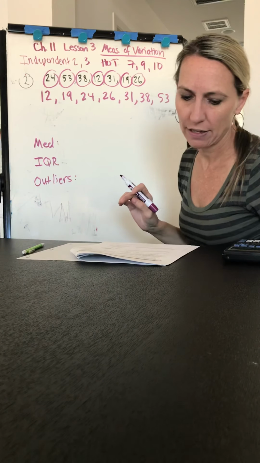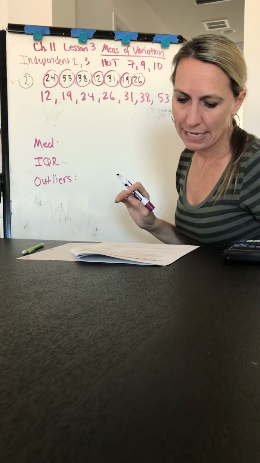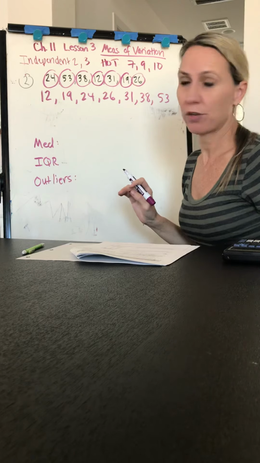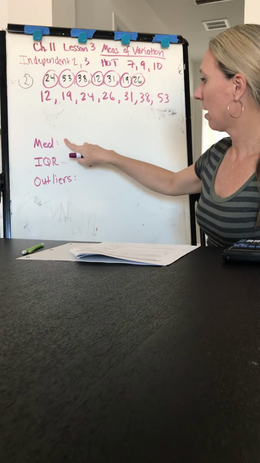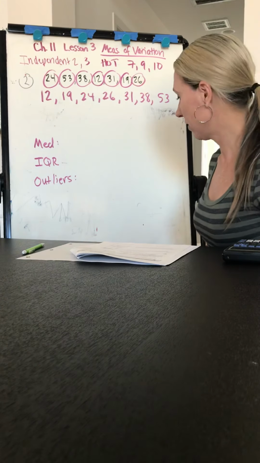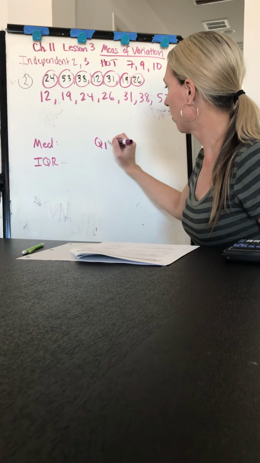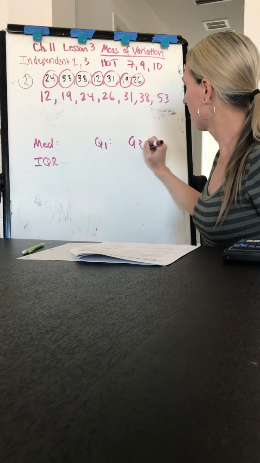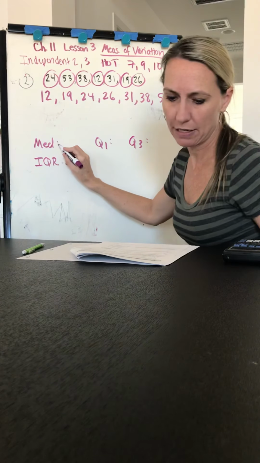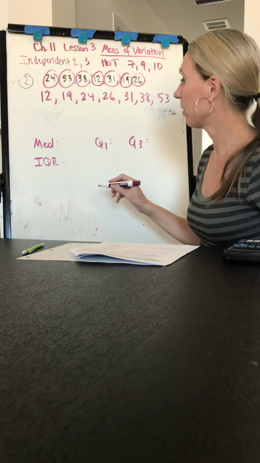Then it says find the median, first and third quartiles, and an interquartile range. It's not asking for outliers, so we don't have to do that. We just need to do the median, the first quartile Q1, Q3, and the interquartile range.